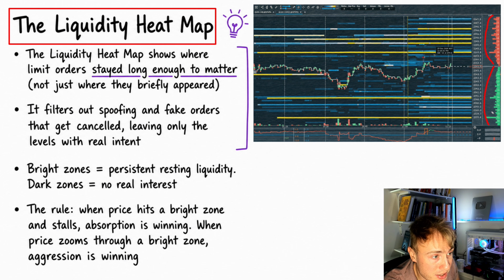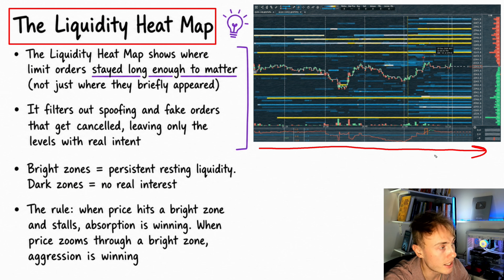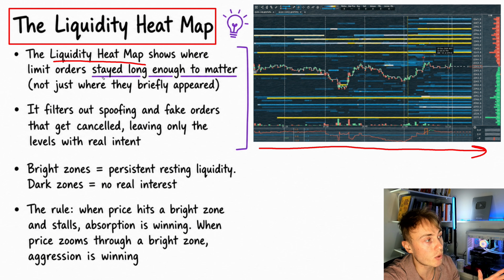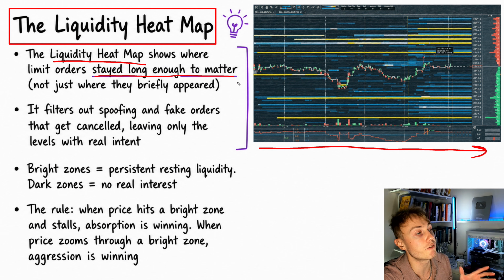And what this map basically shows you is not only the green and the red, how many orders, but also the history of orders. So they show you how these limit orders have looked over time, right? So this is very important. In other words, the liquidity heat map shows where limit orders stayed long enough to matter.